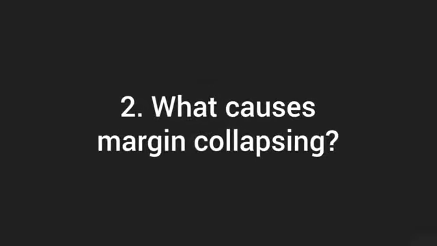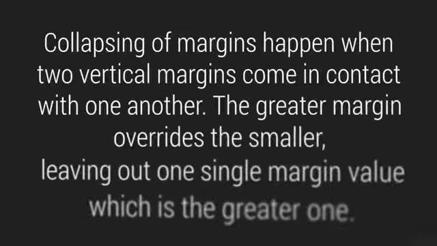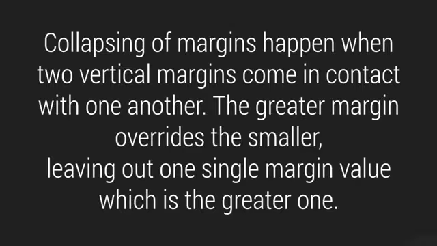The second question is, what causes margin collapsing? Collapsing of margins happens when two vertical margins come in contact with one another. If one margin is greater than the other, then that margin overrides the other, leaving out one single margin value, which is the greater one.